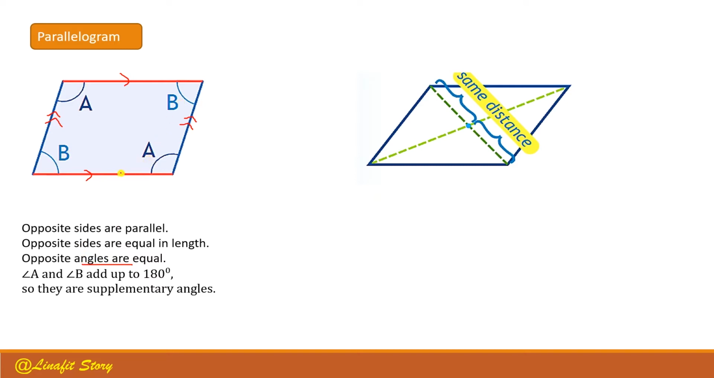Angles A and B add up to 180 degrees. C shape is equal to 180 degrees. So angles A and B are supplementary angles. The diagonals of a parallelogram bisect each other. In other words, the diagonals intersect each other at the halfway point.